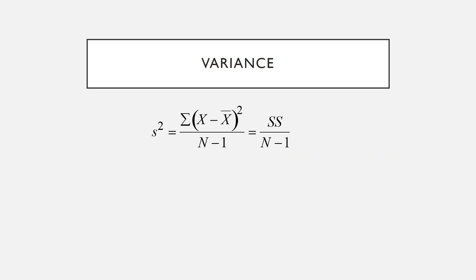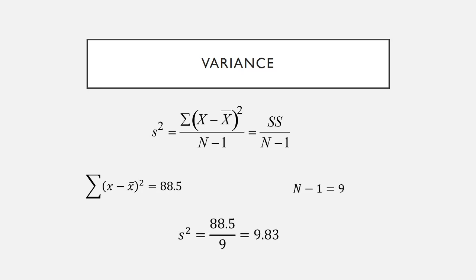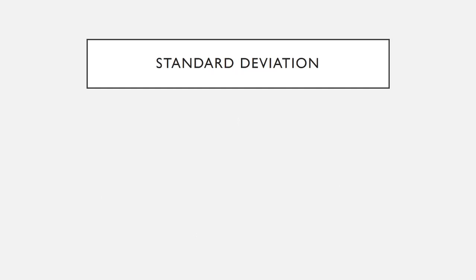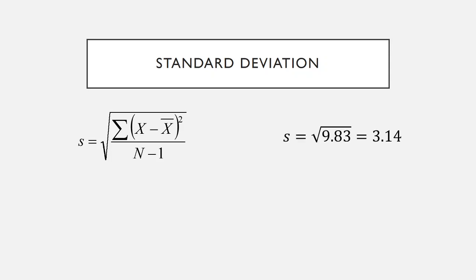So you do variance first. You take that sum of squares and you just divide by the degrees of freedom. Your variance for this particular set of scores is 9.83. Your standard deviation, you just need to take that variance and take the square root of it. So your standard deviation, 3.14.